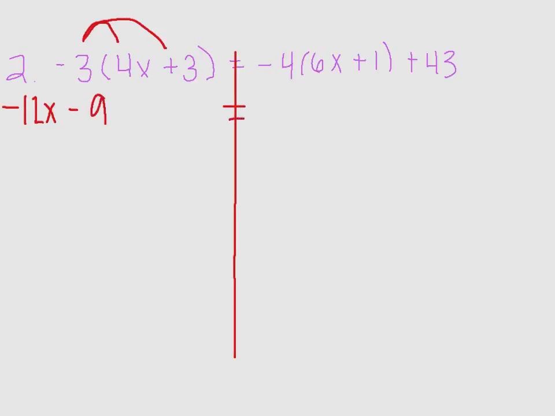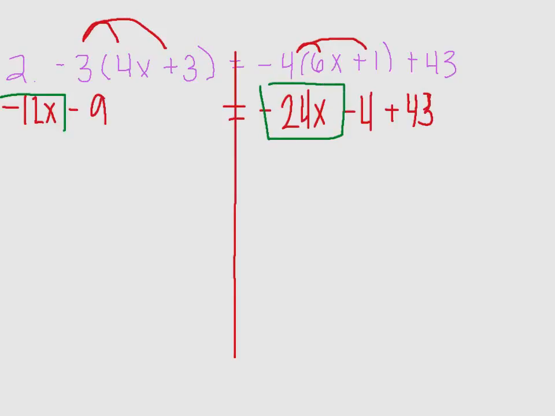Now I'm going to do the distributive property on the opposite side. I have negative 4 times 6, which is negative 24x. Negative 4 times positive 1 is negative 4, and I drop down that plus 43 that I haven't touched yet. I'm going to find my like terms. I have negative 24x is a like term with negative 12x. I also have that negative 9 is a like term of negative 4 and positive 43.